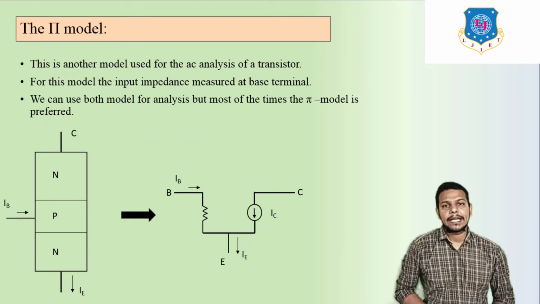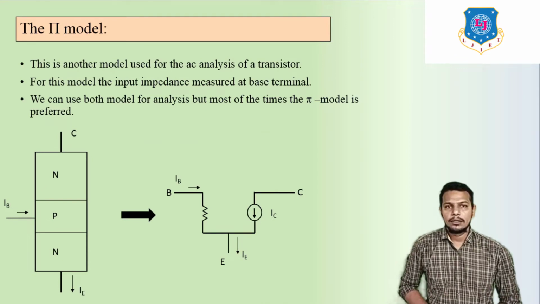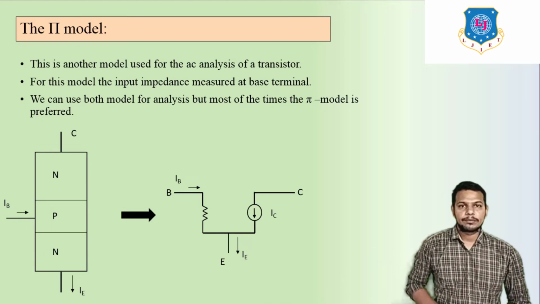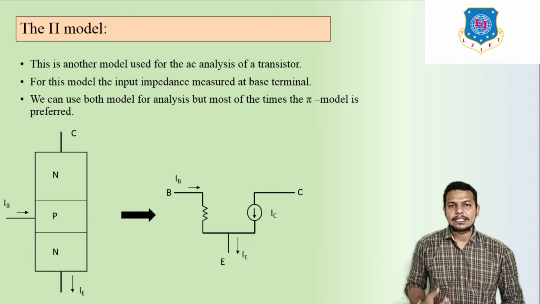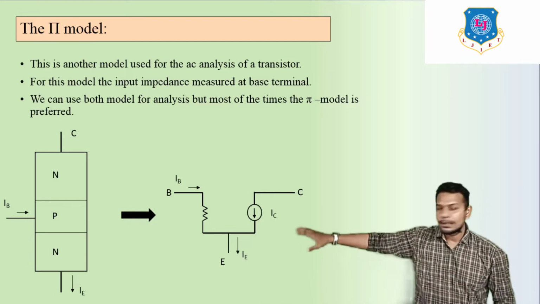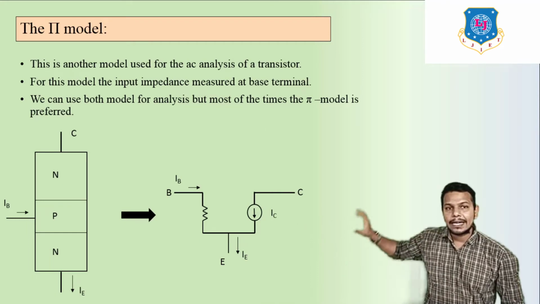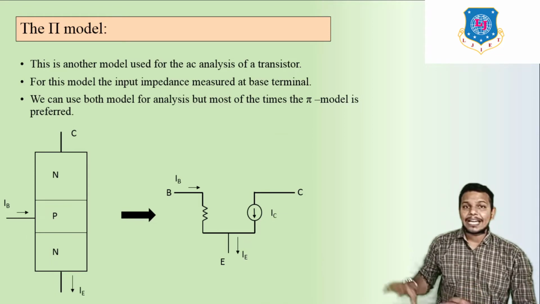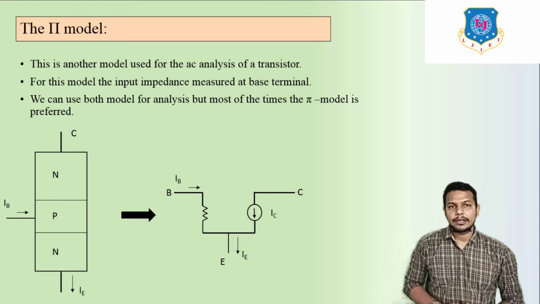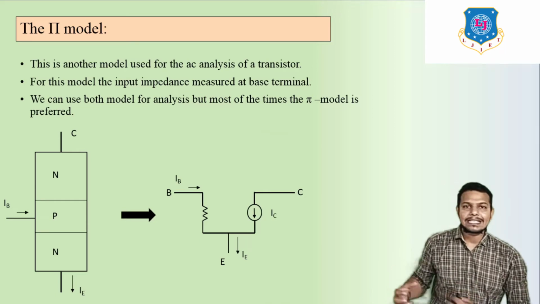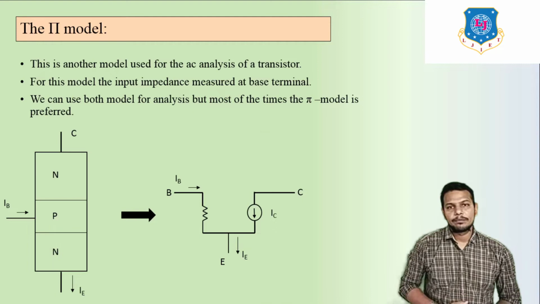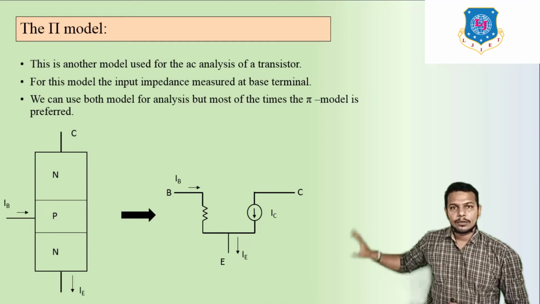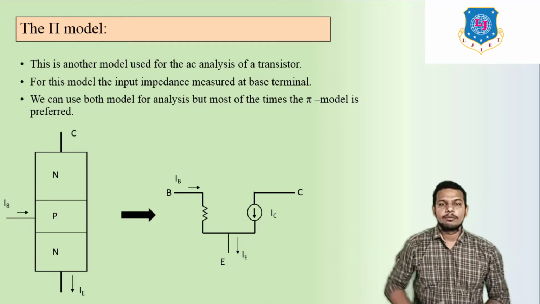Now this is the second type of model, which is known as the pi model. It is also used for the AC analysis of the transistor. For this model, the input impedance is measured at the base terminal. Here we can see the base terminal is for the input, and here the ammeter is for the output side. We can use both models for analysis, but most of the time the pi model is preferred over the T model because it is easier than the T model. That's why we prefer the pi model instead of the T model.